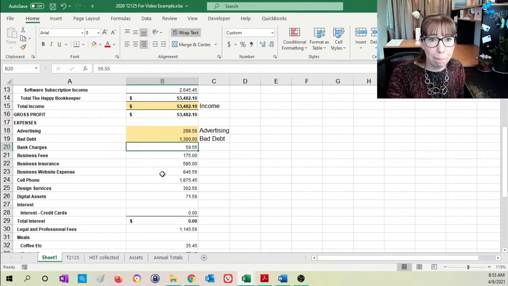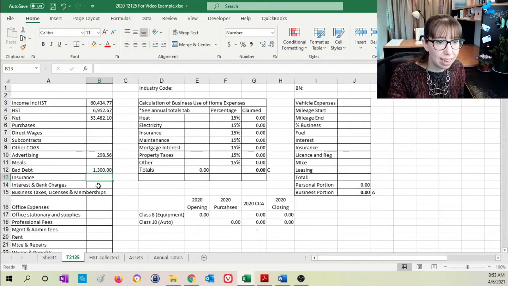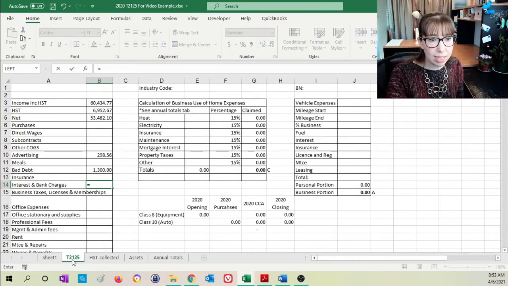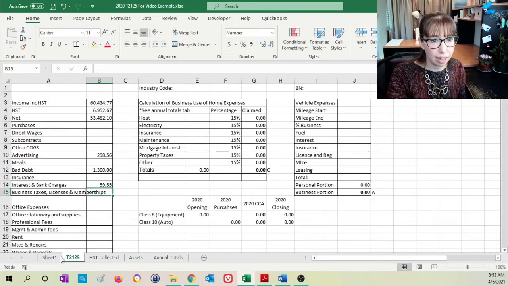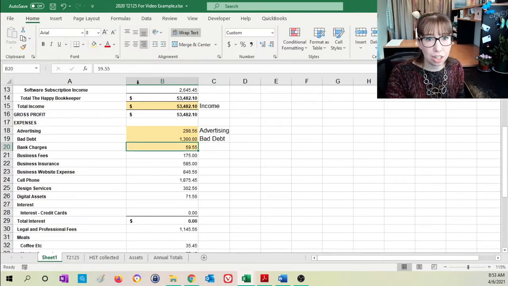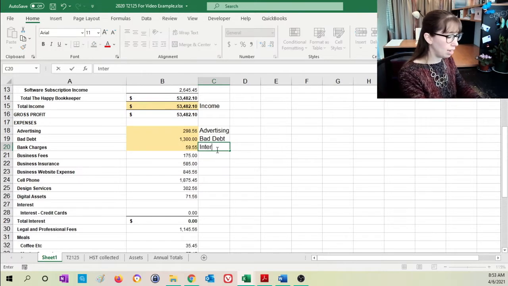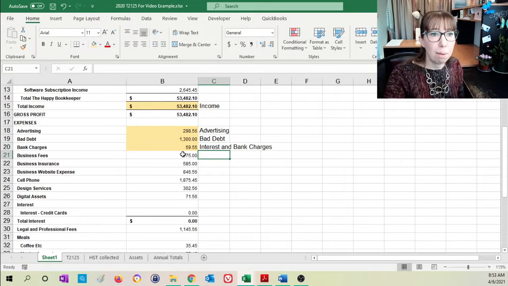So here we go. We've got bank charges. Where would we put that? Interest and bank charges. Put the equal sign. Bank charges right there. And I'm going to make that peach and just say interest and bank charges.